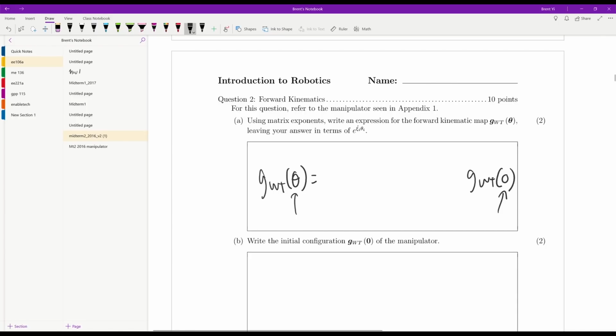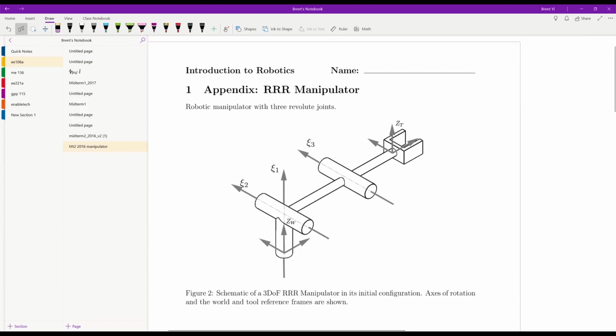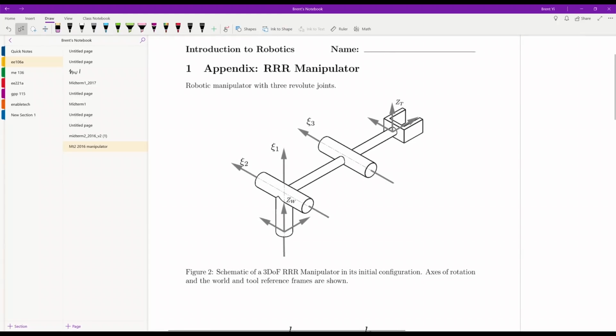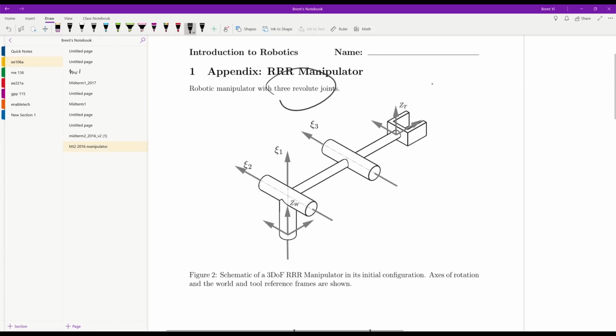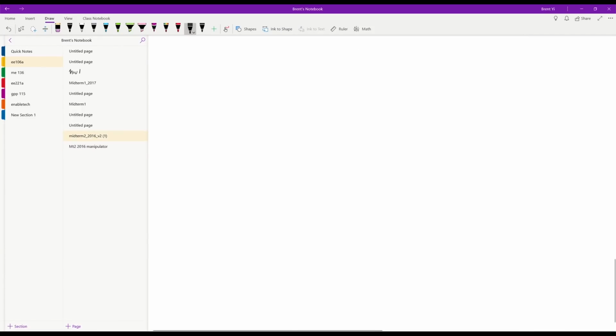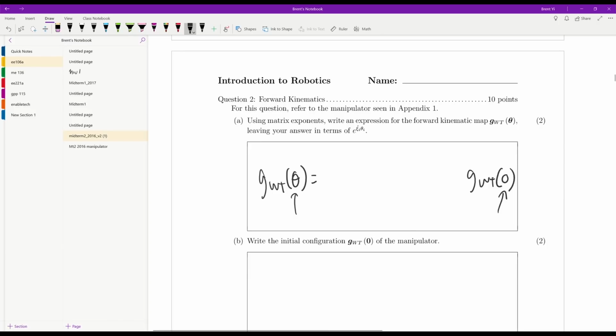Looking at the appendix, which has a manipulator in it, we see that it has 3 revolute joints, which are twist 3 on the outside, and then twist 2, and then twist 1. So we can just use our standard exponential mappings here. So we have e to the twist hat 3, theta 3, e to the twist hat 2, theta 2, e to the twist hat 1, theta 1. Note that the order does matter here. We always want the outermost joint on the right side of that mapping.